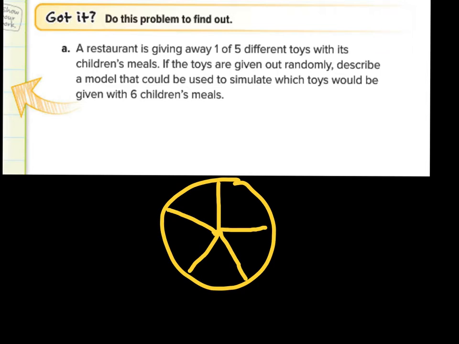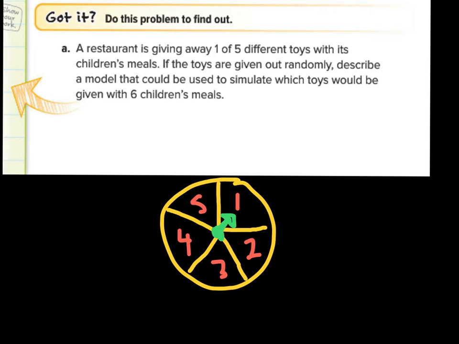Now this kind of looks like an orange, but we would number it 1, 2, 3, 4, 5, and in the middle we'd have our spinner, right? Our spinner. And we would spin that. Now it's like an arrow, okay? And we would flick it 6 times, right? To simulate the toy. So we have toy 1, toy 2, toy 3, toy 4, toy 5. Flick it, and we would see what toys. Now this would simulate equal opportunity for all 5 different toys.